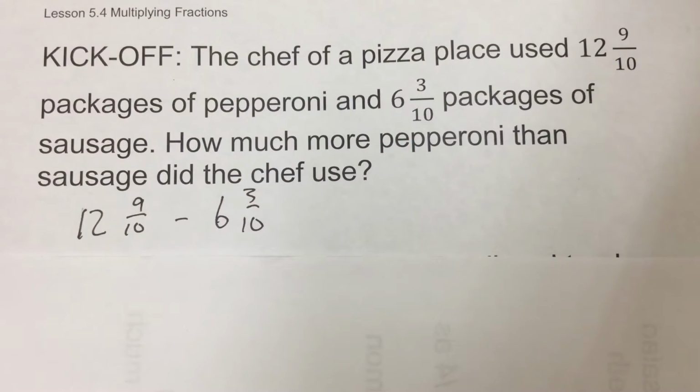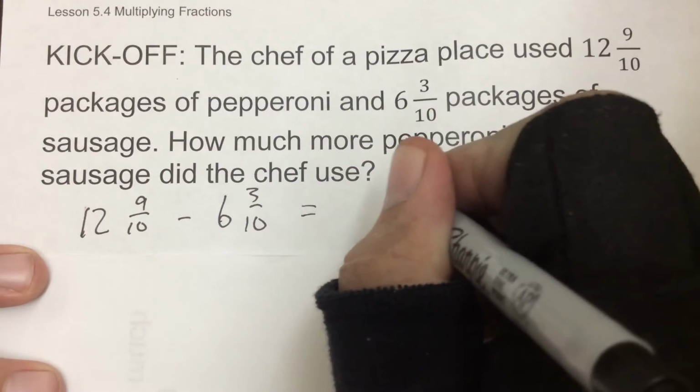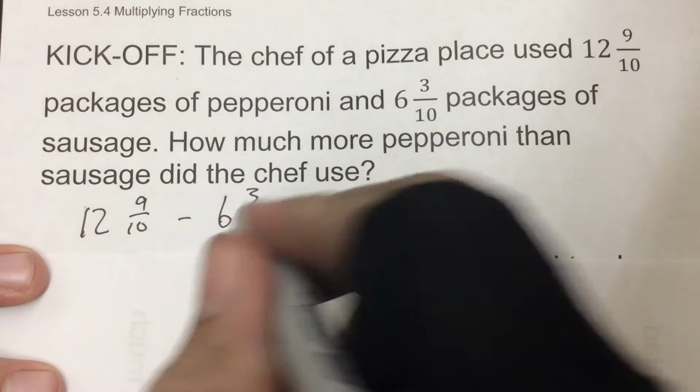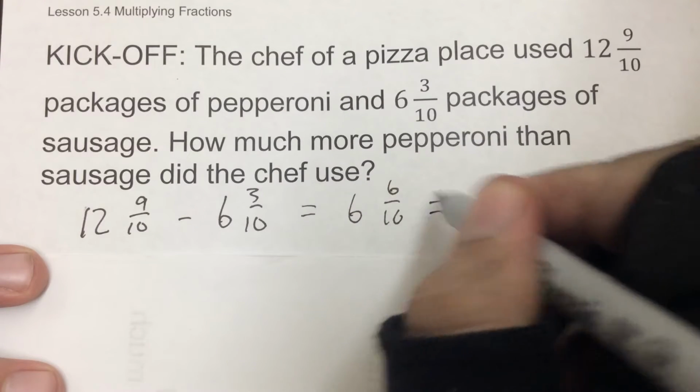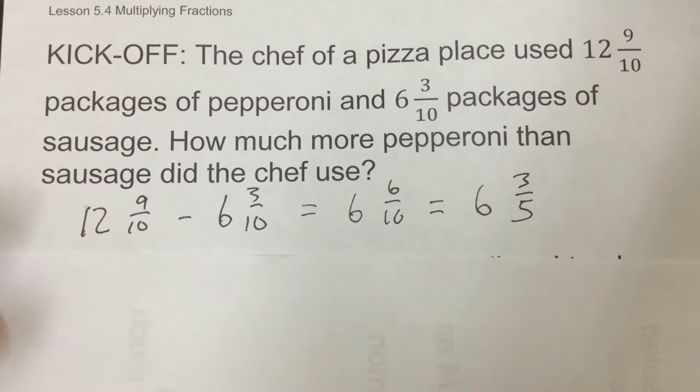Now, start with your fractions. Check for common denominators. We have them. They're both over 10, so we can subtract our tops. 9 minus 3 leaves us with 6 over the 10. 12 minus 6 is 6. And then we can reduce the 6 over 10 down to 3/5.